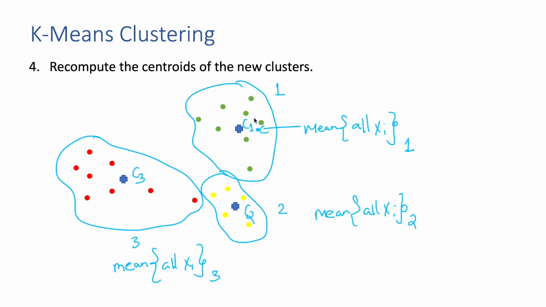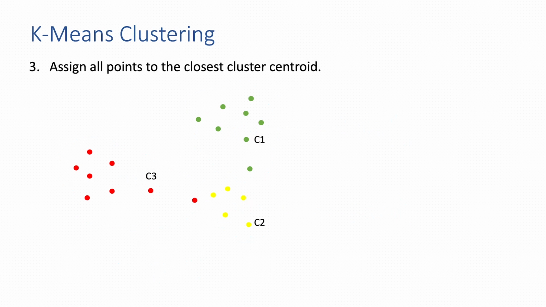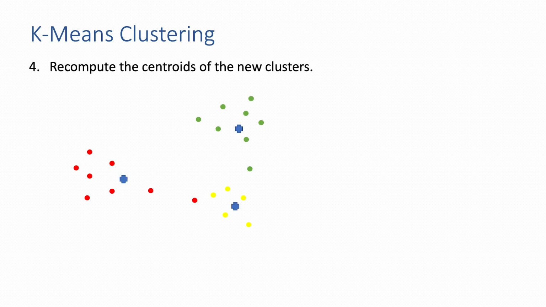Since I have recomputed my cluster centroids, I can repeat step 3 here. That is, reassign the cluster labels to all of the data points. If I reassign the cluster labels to all of the data points, then the clusters will change. And then you recompute your cluster centroids again. So I can repeat steps 3 and 4 till I attain convergence.